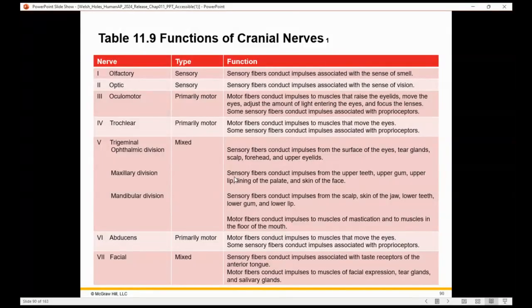Okay, table 11.9 goes over the functions of the cranial nerves, and this would be a good chart to get to know as well in studying.